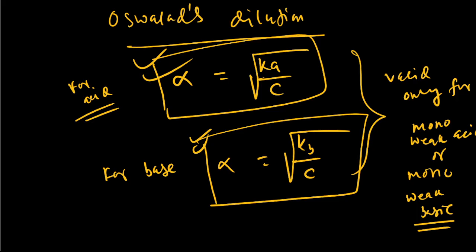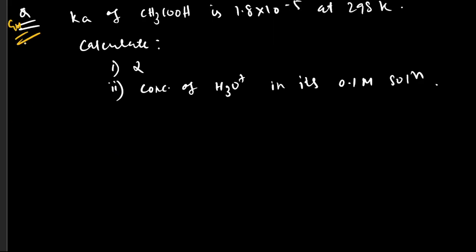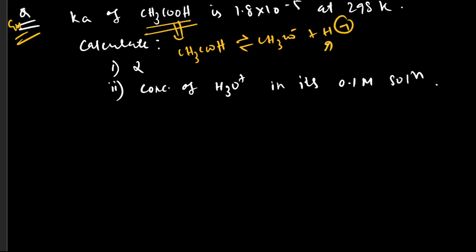So we'll solve two problems related to this. Let's take this example. Ka is given, and this is monoacidic, 1 H plus. CH3COOH will give CH3COO minus plus H plus. So one acid gives one H plus per molecule. So this is monoacidic, and for monoacidic and monobasic we can use Ostwald's dilution law. Ka is given, and the concentration is given, so you can easily calculate the value of alpha.